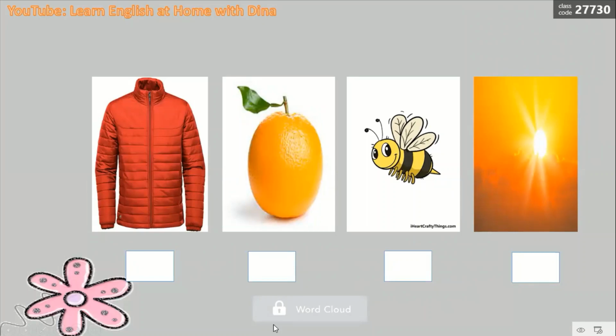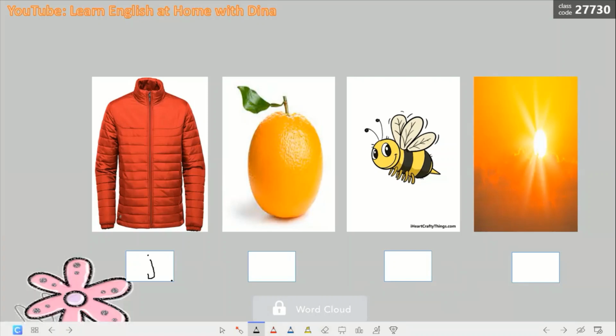What are we going to talk about today? Let's write the capital or the initial letter of each word to know what we're going to talk about today. For example, j, jacket. Of course, jacket starts with j, so it's j.